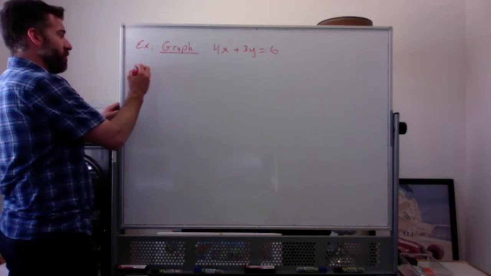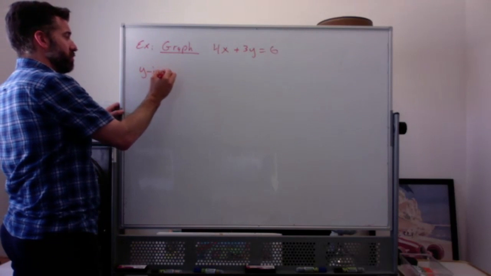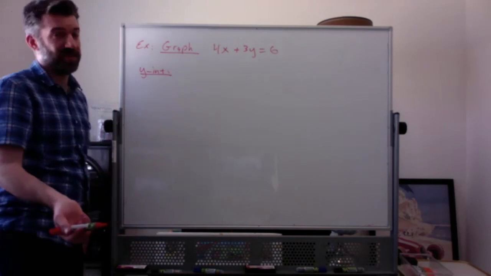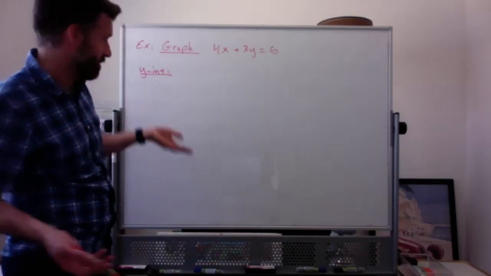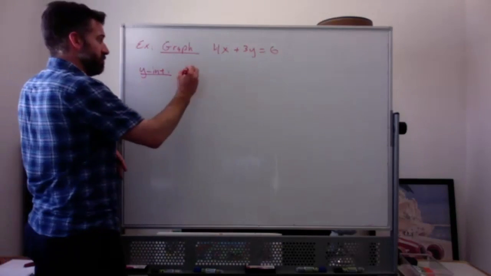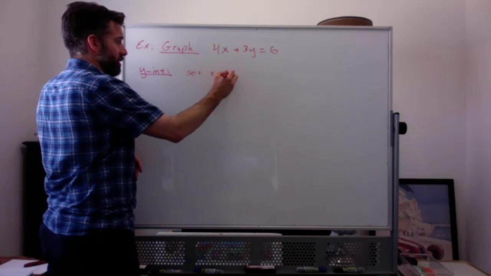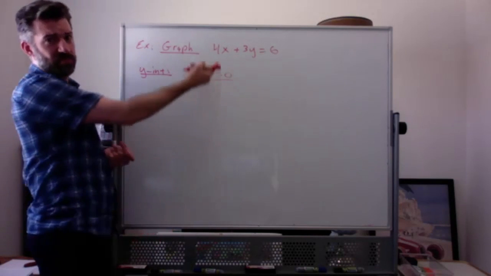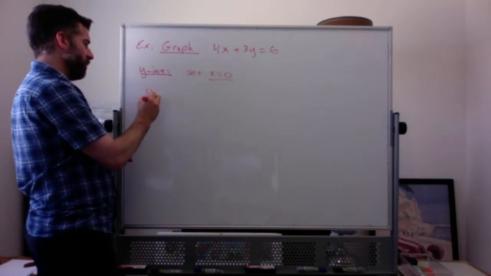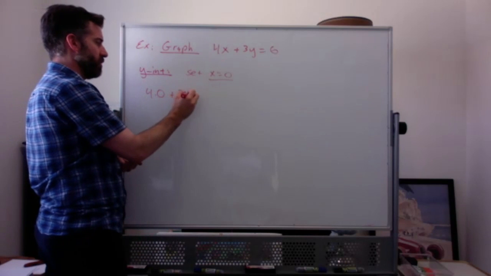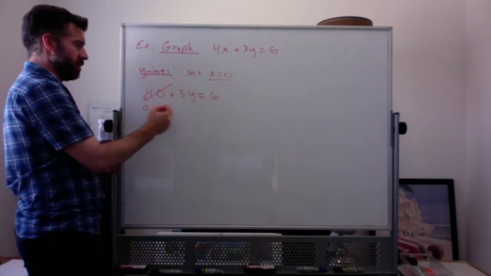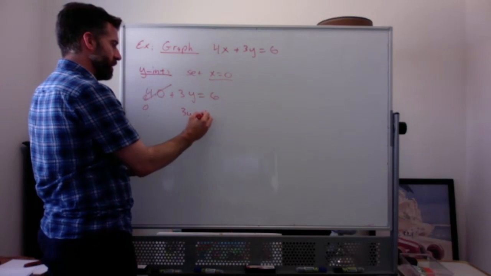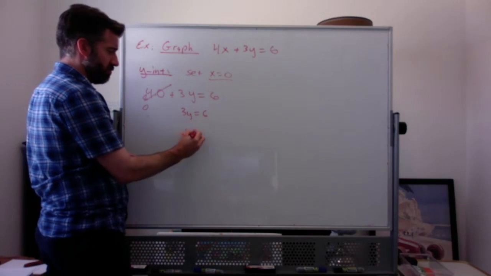So to find the y-intercept, just like before, in fact, this is true regardless of if it's a line or any kind of graph. To find the y-intercept, we set x equal to 0. So 4 times 0 plus 3 times y equals 6. 4 times 0 is 0. So 3y equals 6, divide both sides by 3, y equals 2.